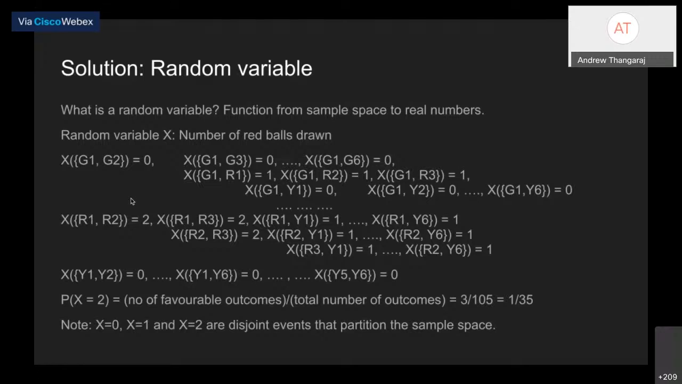And you can see in how many cases I got 0. You can quickly go through and check. Hopefully, I've not made any mistakes here. Whenever a red shows up somewhere, I will put a 1. If two reds show up, what are the ways in which two reds can show up? It could be R1, R2, R1, R3, R2, R3. So you have 3 possibilities where you have 2.